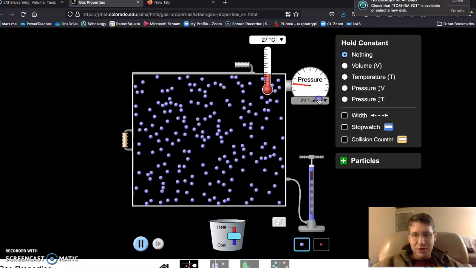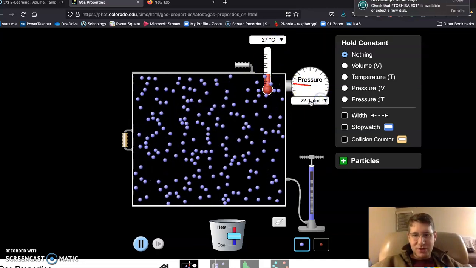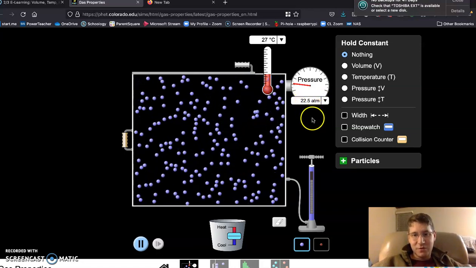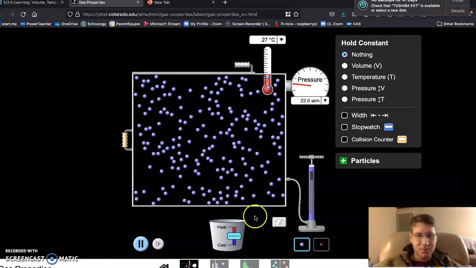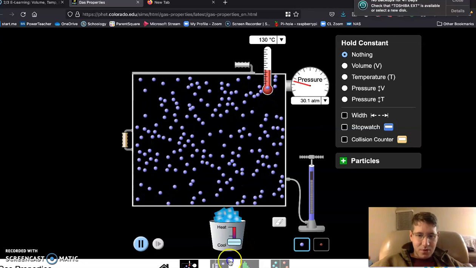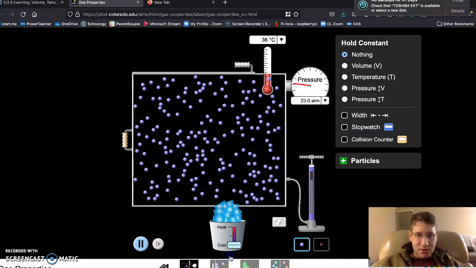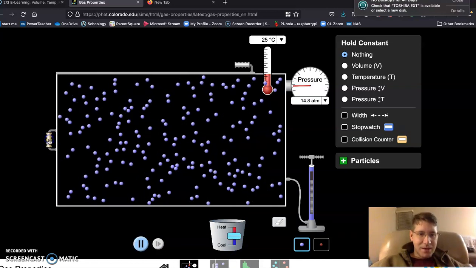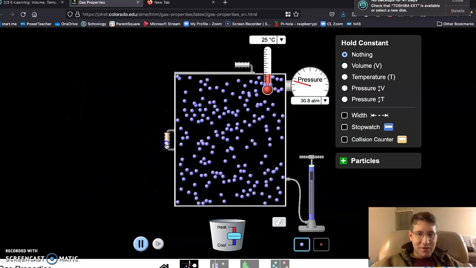It's measuring your pressure here. It's measuring it in atmospheres. So this means that 22 atmospheres means that it's 22 times the atmospheric pressure. And then you have this control here that can heat it up or can cool it down. Right? And then you can also change the volume, right? So I can make it bigger or I can make it smaller.